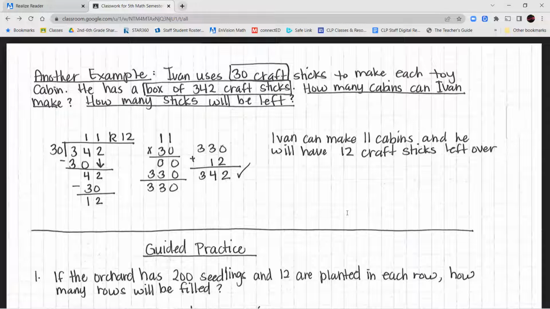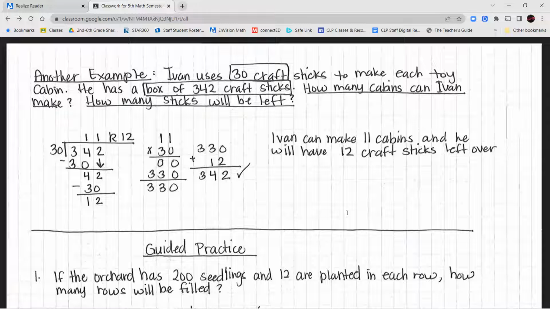So I know there's one group of 30 in 34, right? So I'm going to write the 1 above that last digit that I worked with, which is a 4. So 30 times 1 is 30. I subtract it from 34. I end up with 4. And I drop my next digit, which is a 2. So now I have 42. 30 goes into 42 only one time because 30 times 2 is 60, and that's too much. So 30 times 1 is 30. I subtract the 30 from the 42, and I'm left with a remainder of 12.